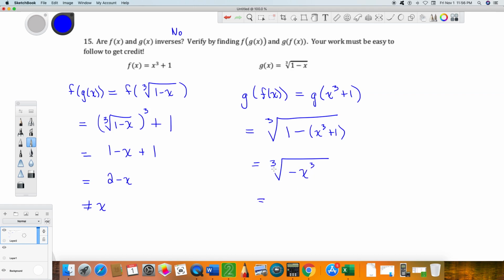And with cube roots, the domain and range are all real numbers. I don't have to worry about absolute values or worry about taking the cube root of negative numbers, because we can do that. For instance, the cube root of negative 8 is negative 2. So negative x times negative x times negative x is negative x cubed. So if I have the cube root of negative x cubed, this is just negative x. Well, again, that's not equal to x. So it just confirms what we found over here before, that these two functions are not inverses of each other.